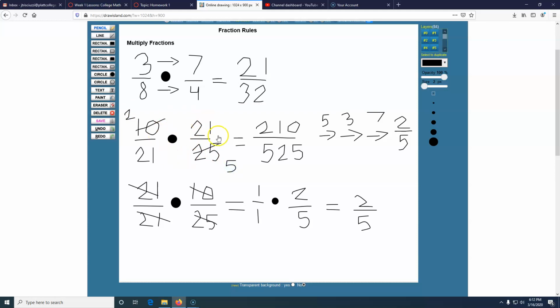And again, for the same reasons, 21 and 21 both go into each other exactly. So if I divide both of them by 21, as long as it's top and bottom, I am allowed to do this. And so what we get by doing that is 2 times 1, which is 2, and 1 times 5, which is 5, so we get 2/5. So this is a very handy shortcut that you want to use because it's going to make your life a lot easier.